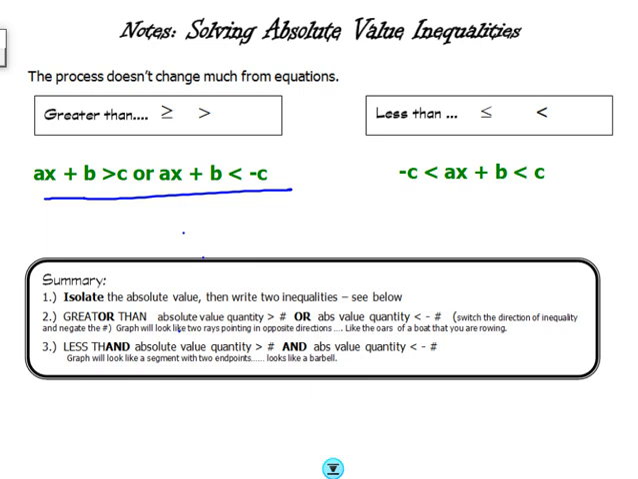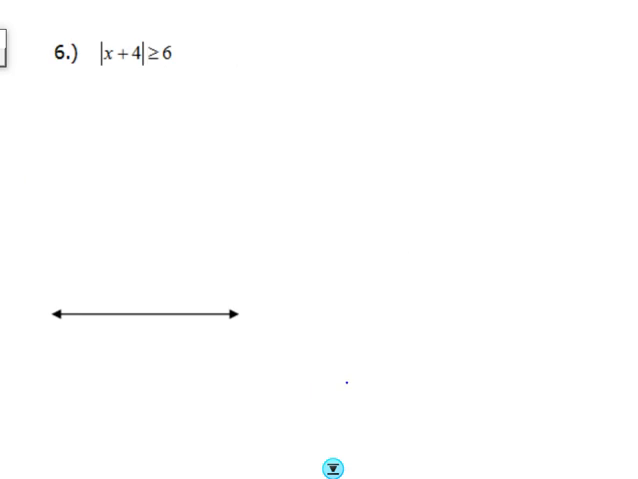So the first thing we're going to do, just like we did with the equations, is isolate the absolute value. And then we're going to look at if we have greater thans or less thans, and that determines if it's an or or an and: greater thans for or, less thans for and. All right, let's look at an example.